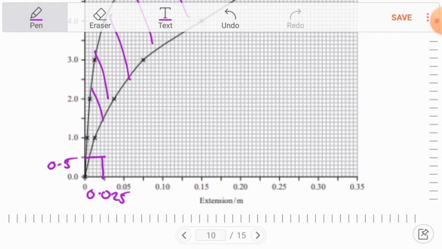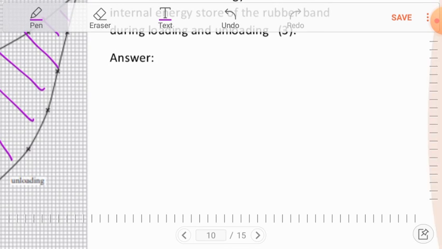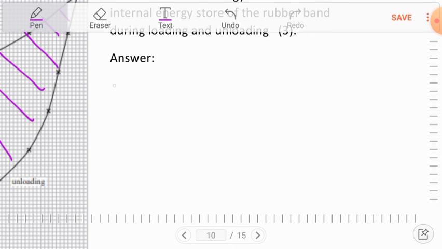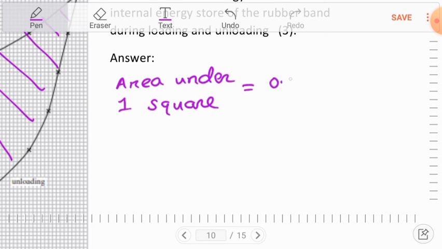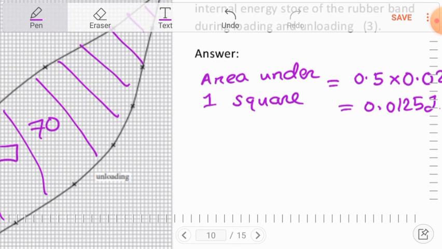Now we need to calculate the area of one square. So first we will write our answer: area under one square would be 0.5 into 0.025, and if you calculate it, you get a value of 0.0125 joules. We know that there were 70 squares under the shaded part.